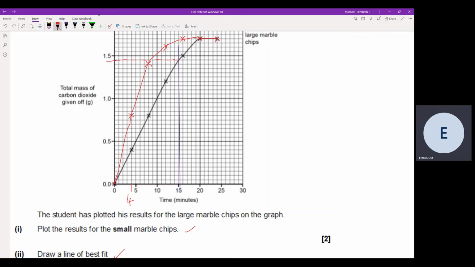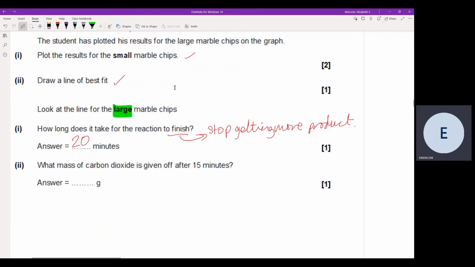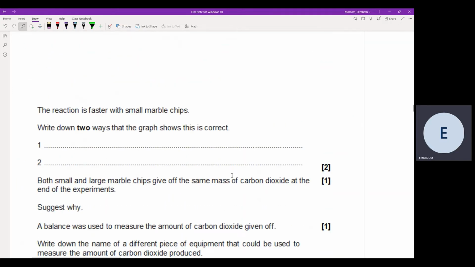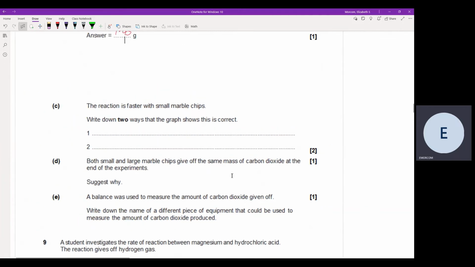Okay, so as we said, each one of those is 0.05, so that's 1.45. Okay, if you wanted to count up, you could go 1.1, 1.2, 1.3, 1.4, and then that must be 1.45. Okay, so 1.45 grams is what's been given off after 15 minutes. The reaction is faster with small marble chips.